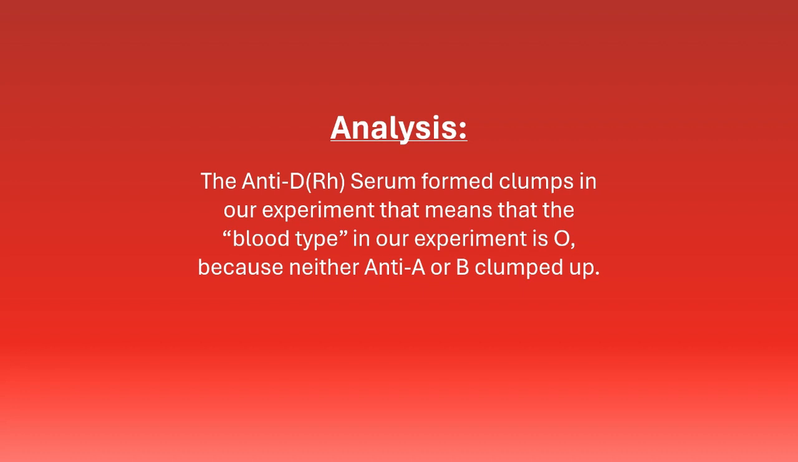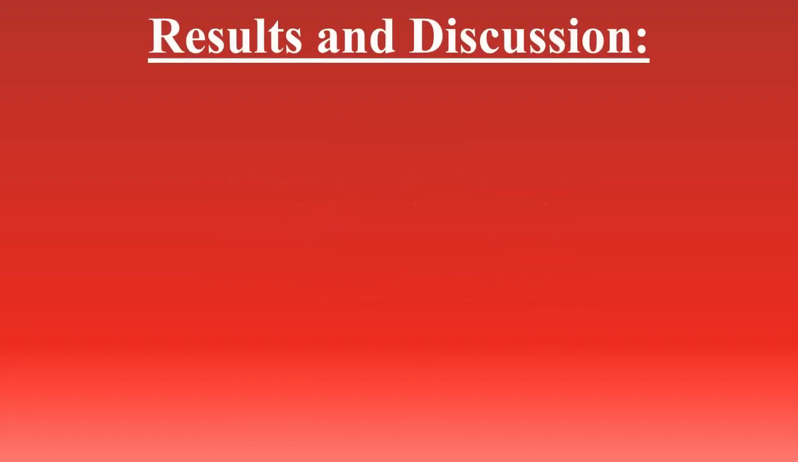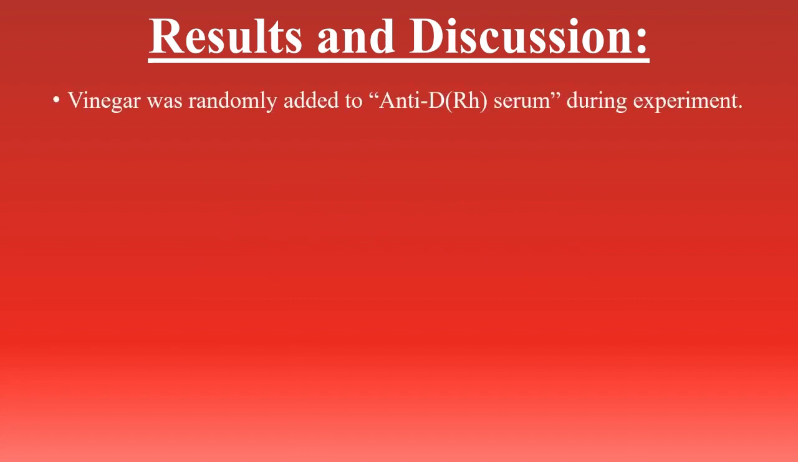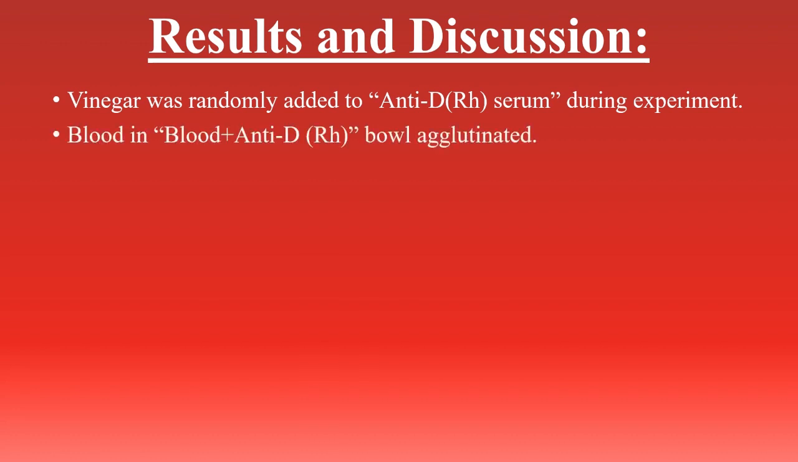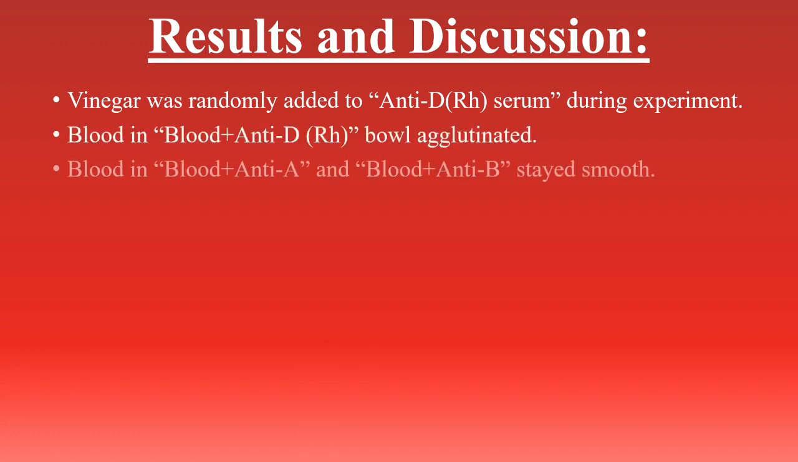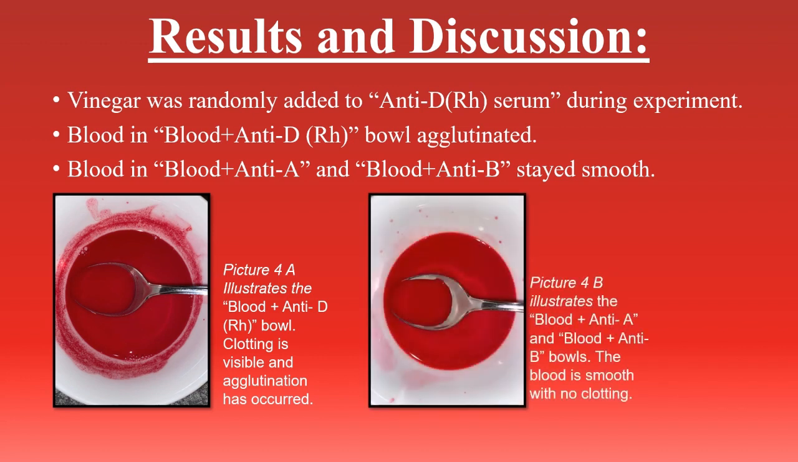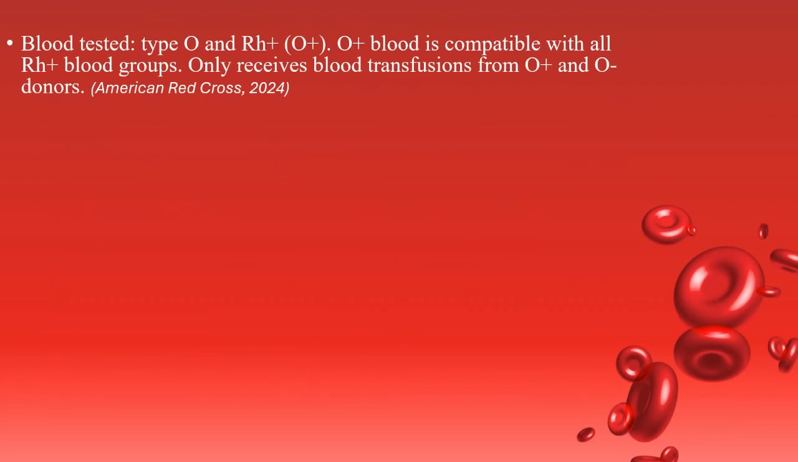Analysis. The anti-D serum formed clumps in our experiment. That means that the blood type in our experiment is O, because neither anti-A or B clumped up. Vinegar was randomly added to the anti-D serum during the experiment. Blood in the anti-D bowl agglutinated. Blood in the other bowl stayed smooth. The blood tested O positive.